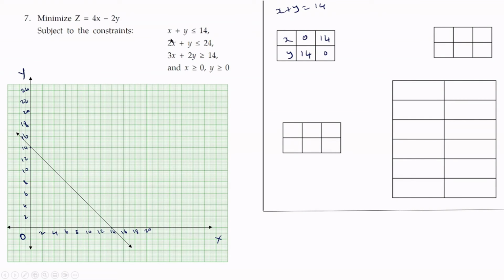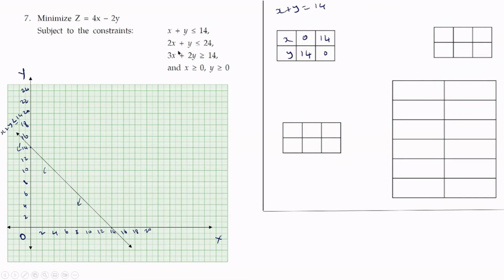Now to know the region corresponding to x plus y less than or equal to 14, the origin lies in this region. When we substitute x as 0, y as 0, 0 is less than 14. So the region corresponding to x plus y less than or equal to 14 is this part.